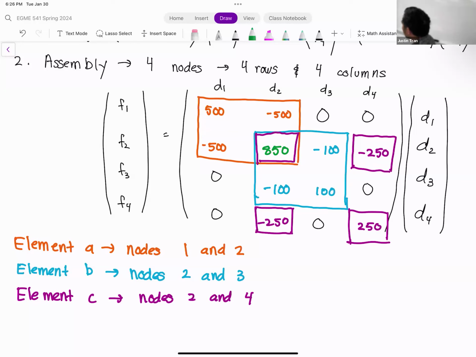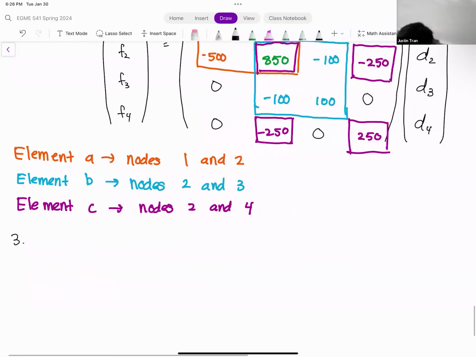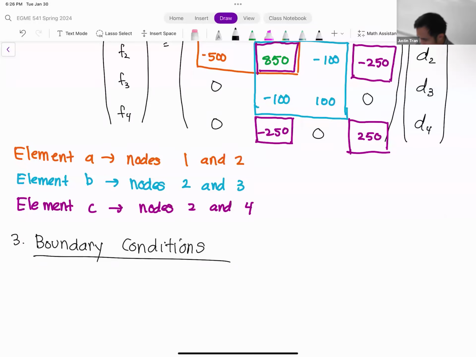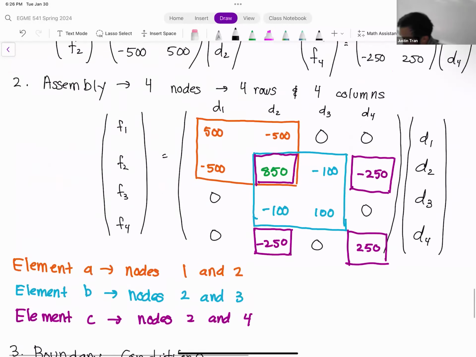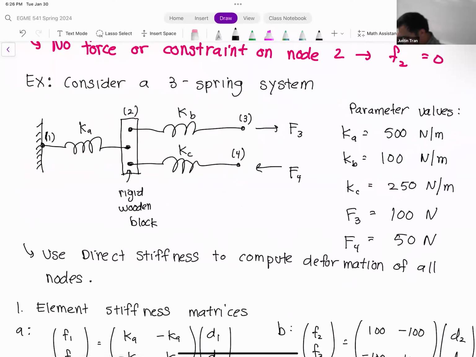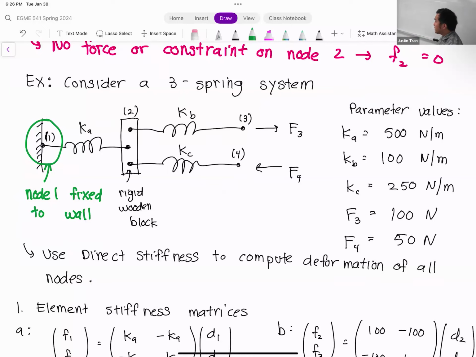Okay. Now that we've assembled, the next step is to apply our boundary conditions. We have three boundary conditions in this case. Let me scroll back up to the diagram so you can see. On the one hand, we have a Dirichlet boundary condition on node 1. Node 1 is fixed to the wall. So that tells us we're going to replace the first row in the matrix.